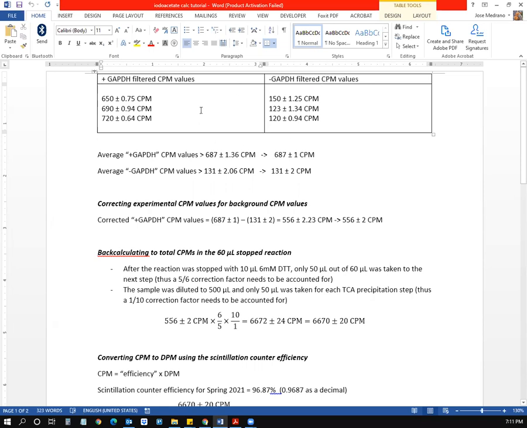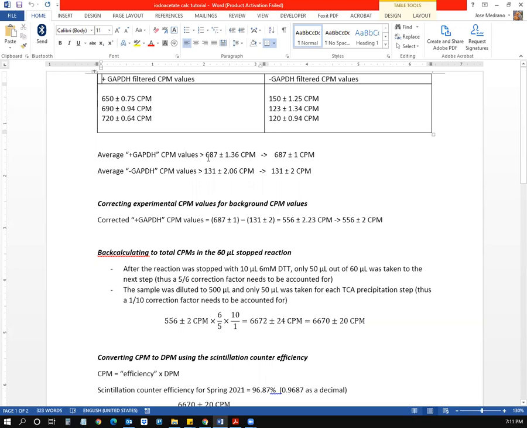This is all the filtered CPM values for the plus GAPDH, so that's your experiment, and the minus GAPDH. Not only is it your negative control, but we also want to subtract out the background CPMs so that we can actually get a corrected CPM. So the first thing that we need to do is average our 3 plus GAPDH filtered CPM values and also average our 3 minus GAPDH filtered CPM values.